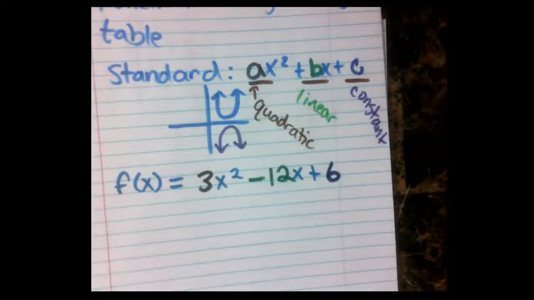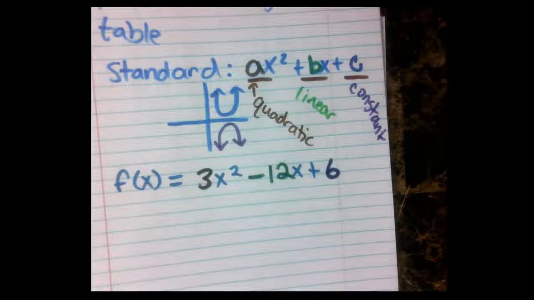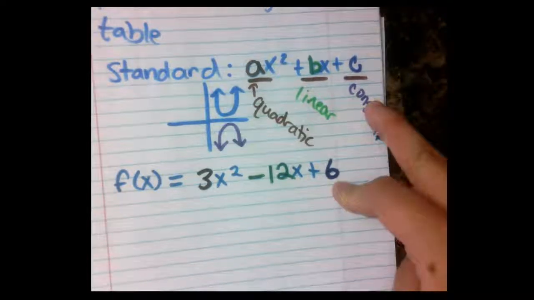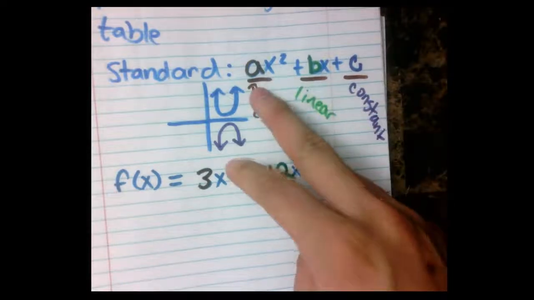Okay, and I know it's kind of hard to notice that it's purple. I'll try not to draw over blue with purple. It didn't work so well. But that is going to be your constant part. That's your C, there's your B, and there's your A.